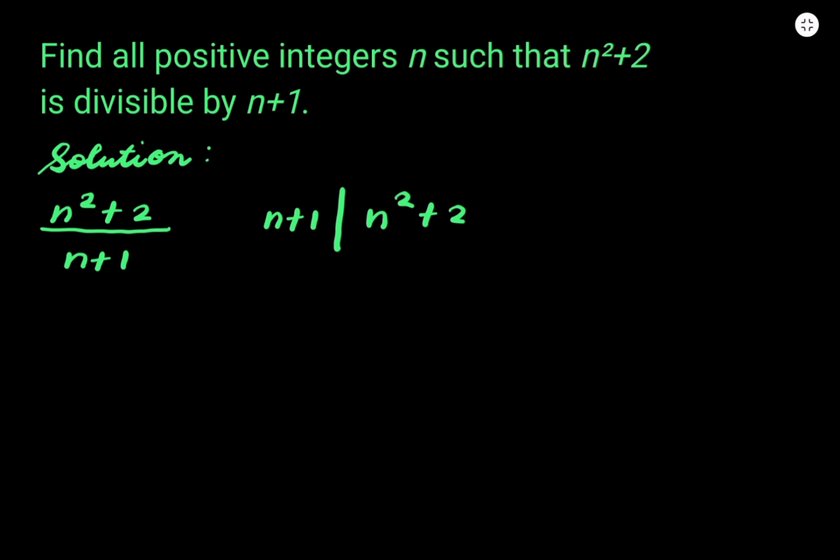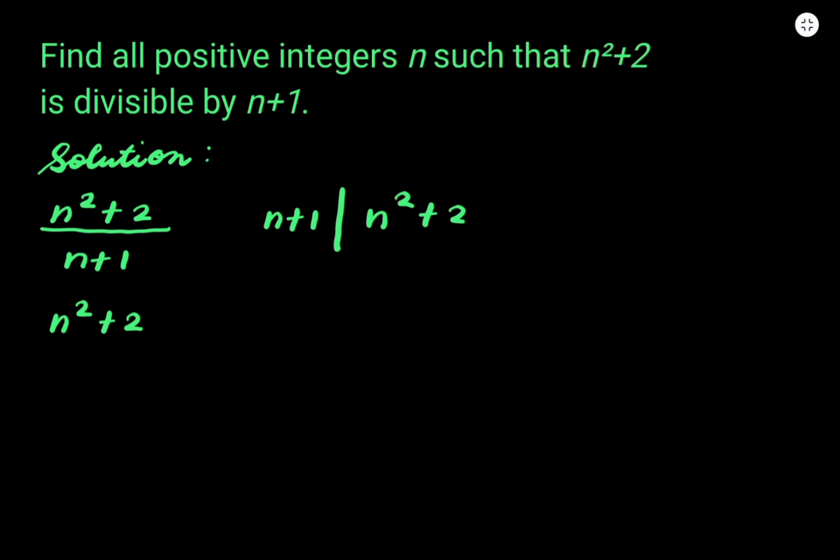So we need to understand our goal here. We want n plus 1 to divide n squared plus 2. So instead of using long division immediately, we'll use a smart algebra trick. Alright? So to do that, we need to rewrite n squared plus 2 using n plus 1.